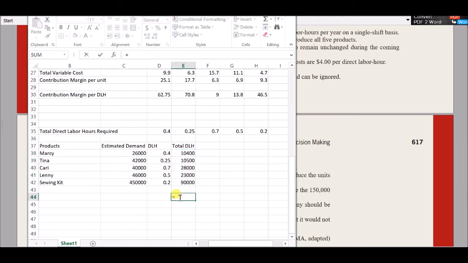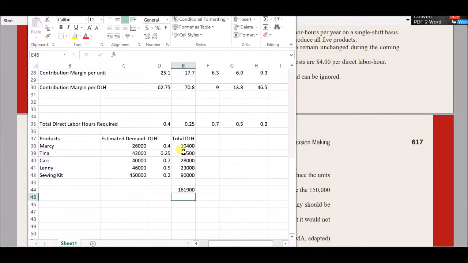Total direct labor hours required will be the sum of all of these: 161,900. This will be the total requirement for the next year.